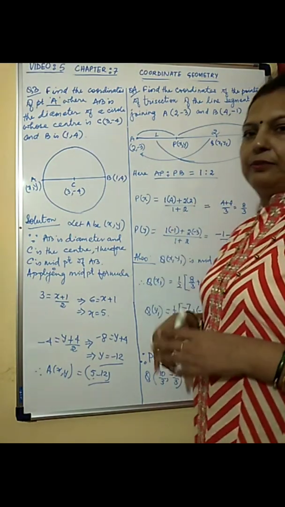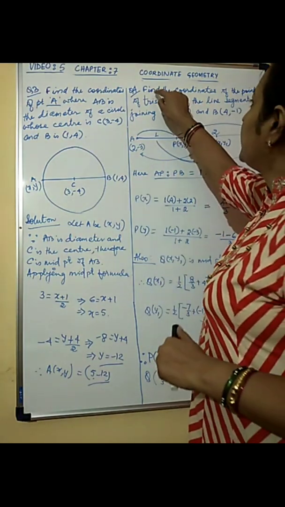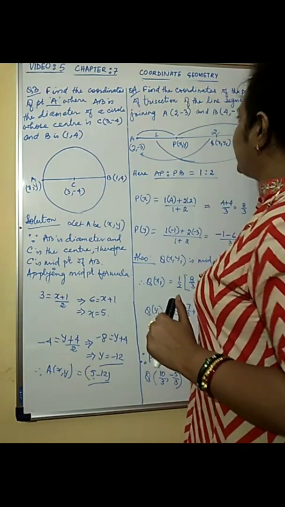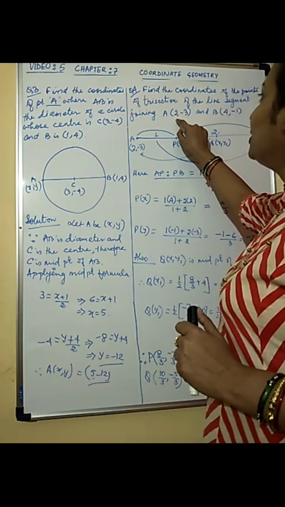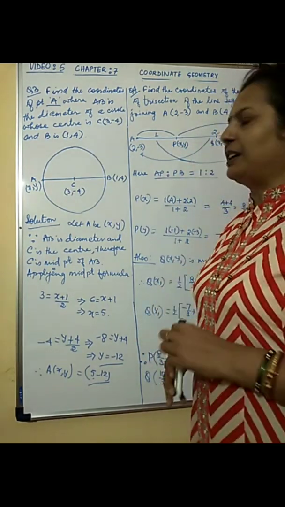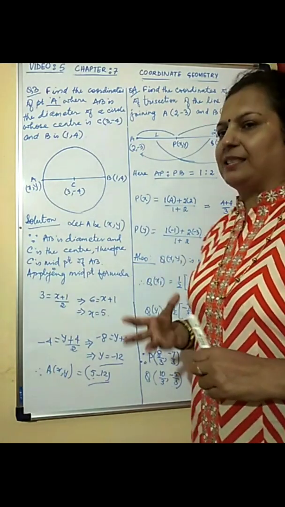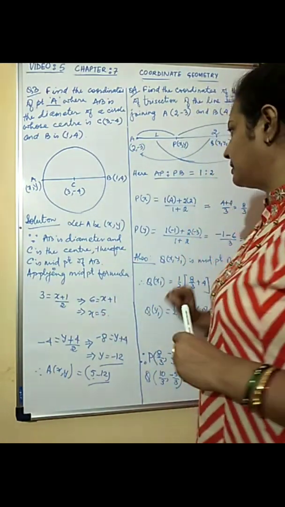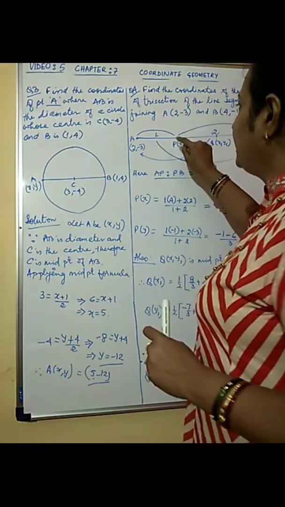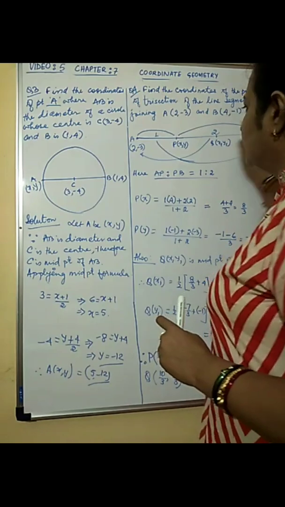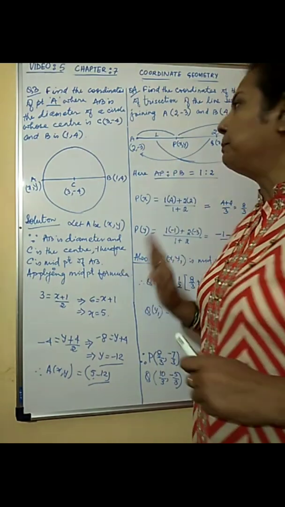Then coming to question number 4. Here we have: find the coordinates of the points of trisection of the line segment joining A (2, -3) and B (4, -1). Sometimes we are asked to find the points of trisection. Points of trisection means when a line is divided into 3 equal parts. So we consider here that points P and Q divide AB into 3 equal parts.